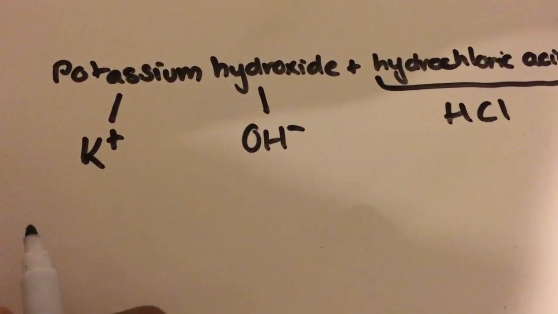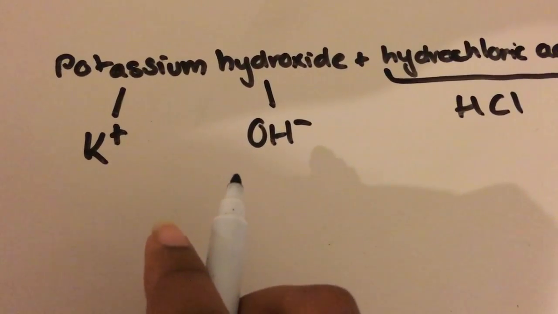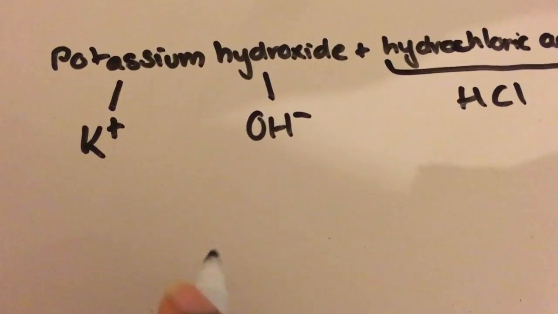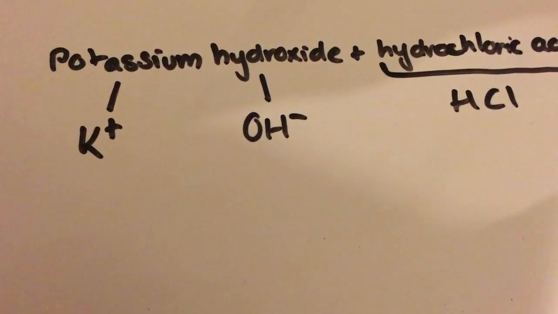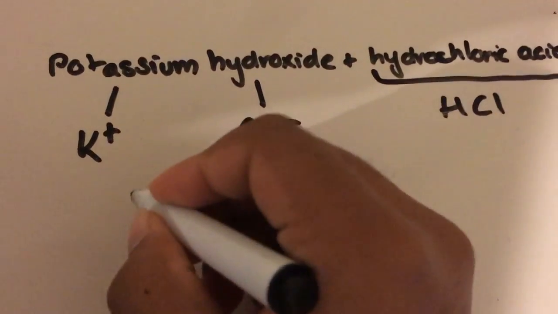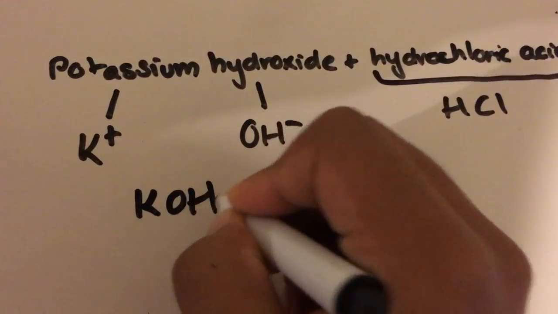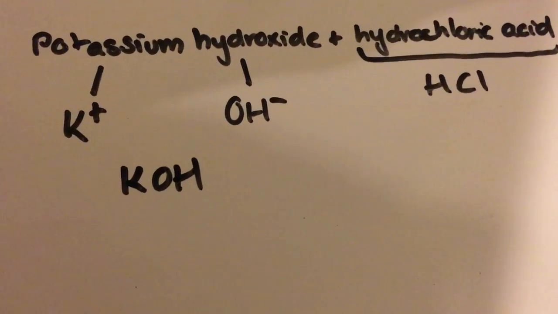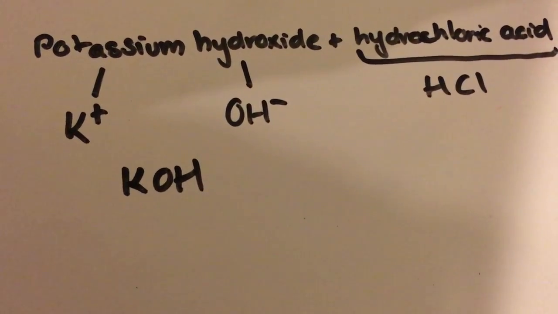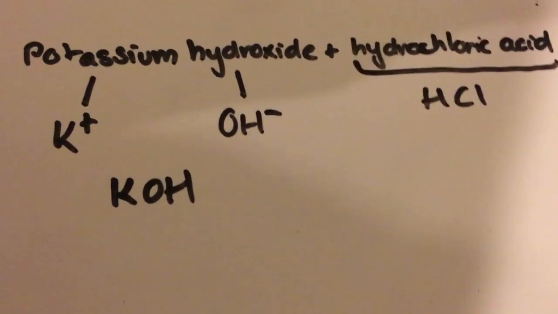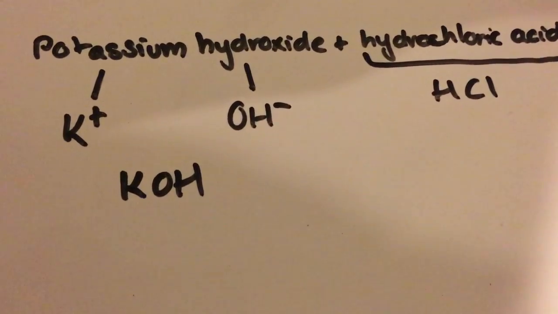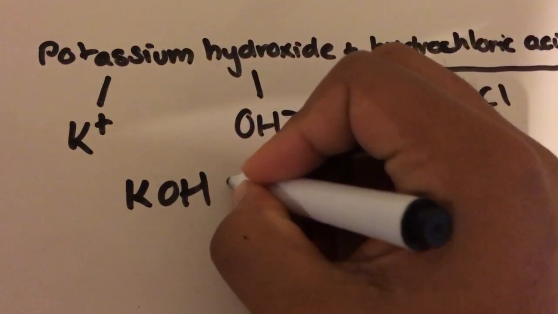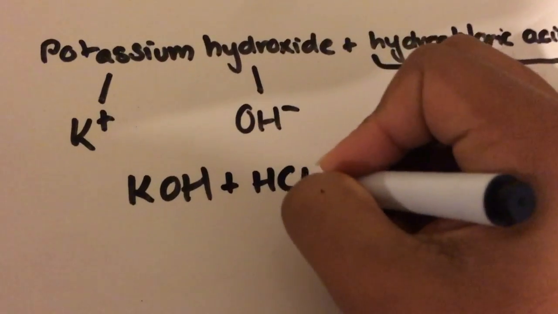So potassium has a charge of +1 and hydroxide has a charge of -1. So the final formula for potassium hydroxide is going to be KOH because you only need one of each to balance the other out. Remember that all ionic compounds are neutral. So now we can begin writing our equation. So we have KOH and HCl.